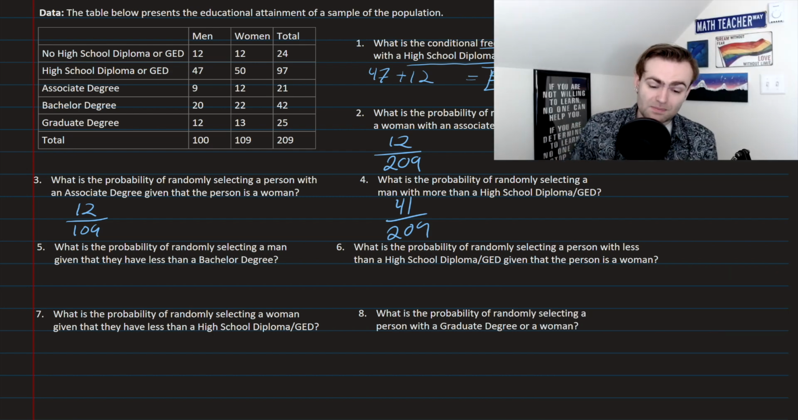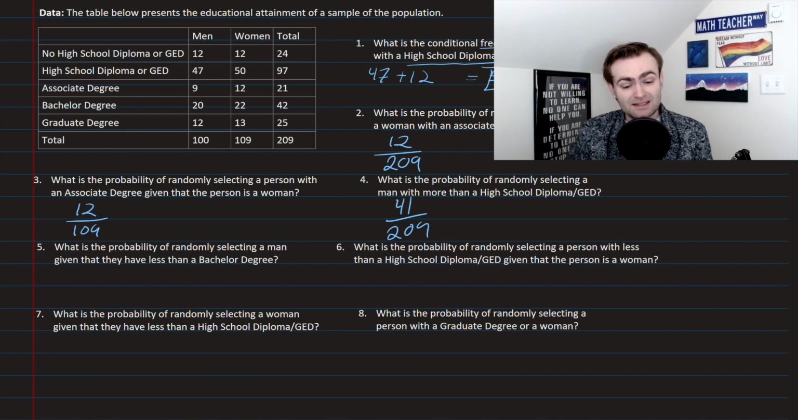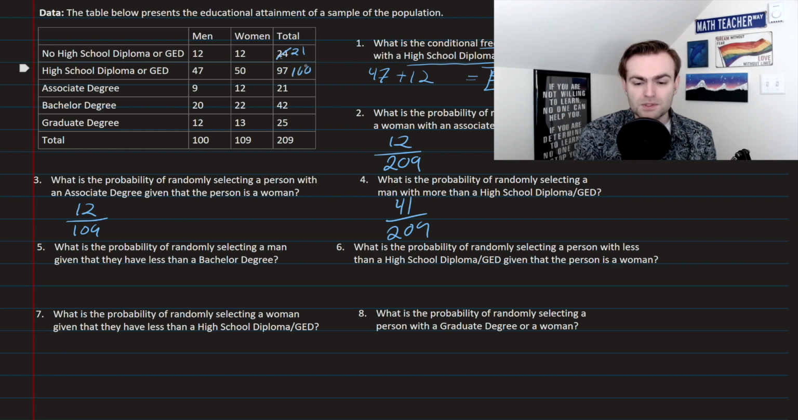Now, what is the probability of randomly selecting a man given that they have less than a bachelor's degree? Well, we are restricting ourselves to less than a bachelor's degree. So that would be 24, 97, and 21 as our picks. We're completely excluding people with a bachelor's degree and a graduate degree. So 24 and 97, I can borrow 3 here, make this a 21, make this a 100. 21 plus 21 is 42, plus 100 would be 142.